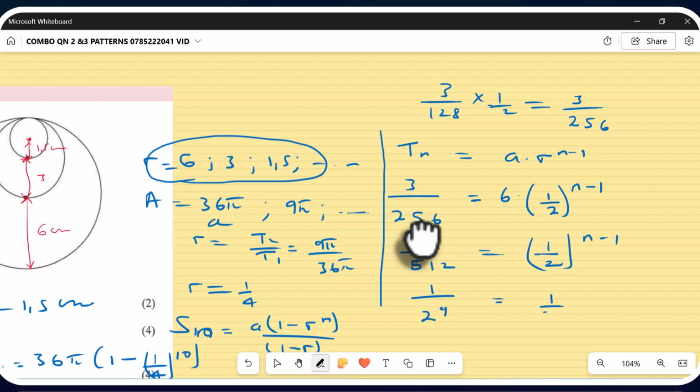So it means that circle must be the 10th circle, which has this radius. So that's our answer here, guys.